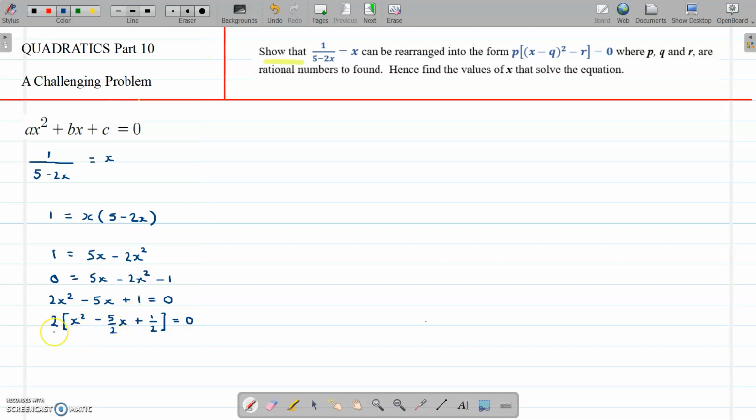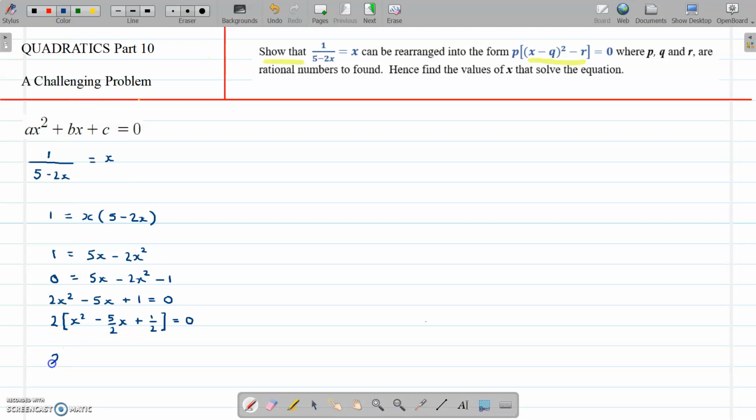Now, within this square bracket, I would need to complete the square in order to end up with this. So to get that part there that I've highlighted, I would need to complete the square for this. So I'm looking to halve the x coefficient. Now it's already been halved because I took the 2 out and I had to halve it to compensate for that, but I've got to halve it again now for completing the square. So you've got to be very careful here to include all the steps.